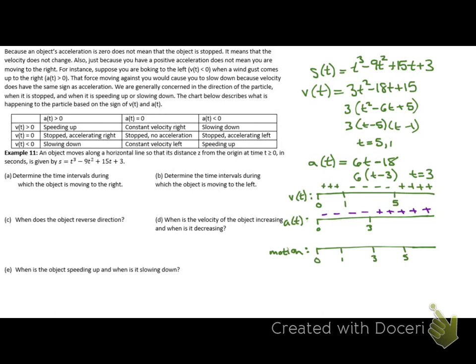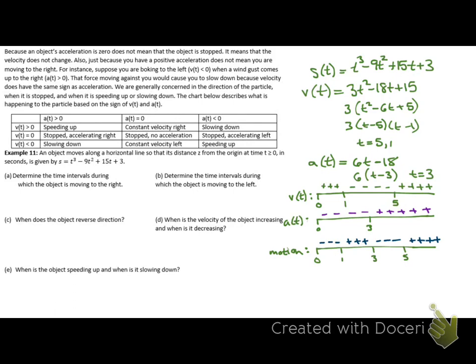So we look at the signs. A positive and a negative between 0 and 1 make it negative, so it's slowing down. And then the two negatives make it speed up because it's in the same direction. Negative and positive means it's slowing down. And positive means it's speeding up again. All right, so now that we know all of this information, let's answer the questions.